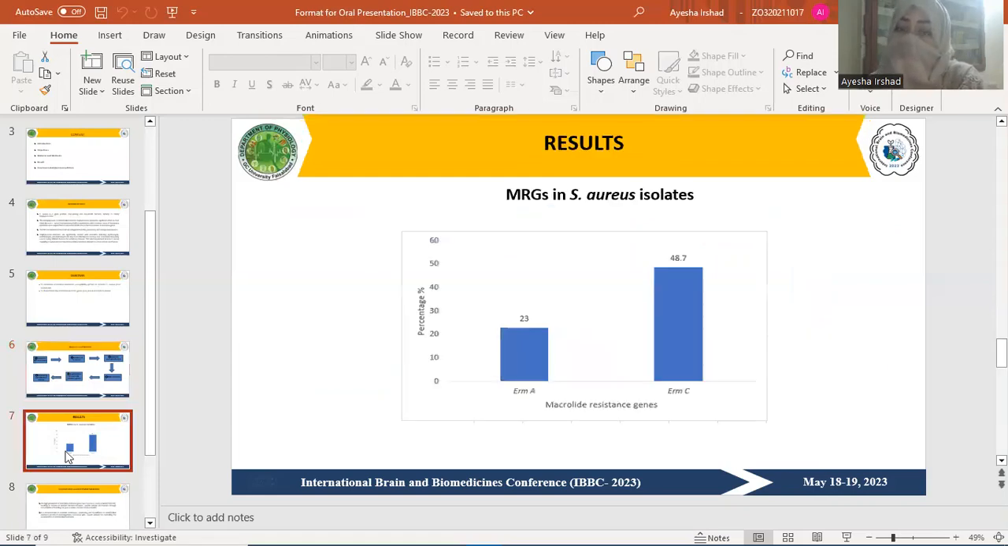The result of my research is that there are two important resistant genes which I was looking for in resistant isolates. First one is ermA and second is ermC. As we can see there, the percentage of ermC is relatively higher than the ermA, which is 48.7. So it can be concluded that ermC is the most prevalent type of resistant gene found in macrolide resistant bacterial strain S. aureus.